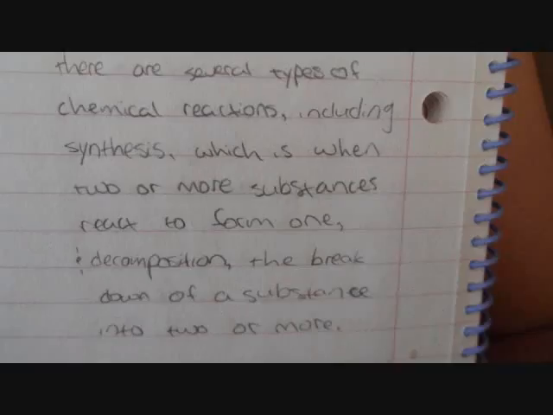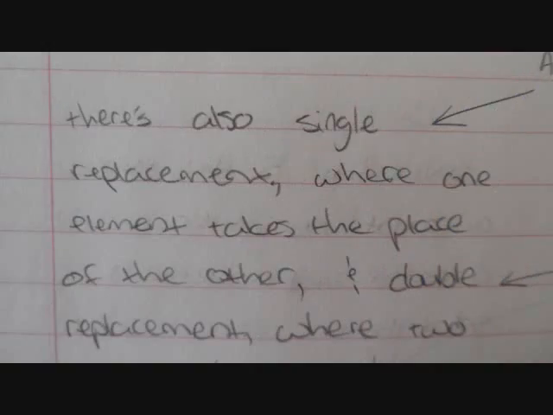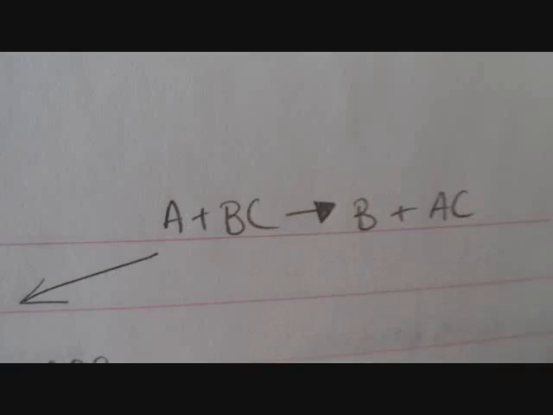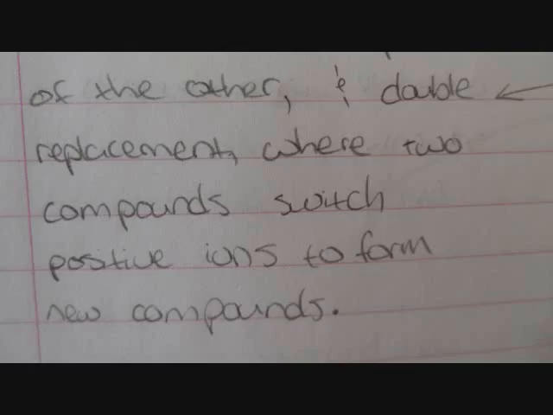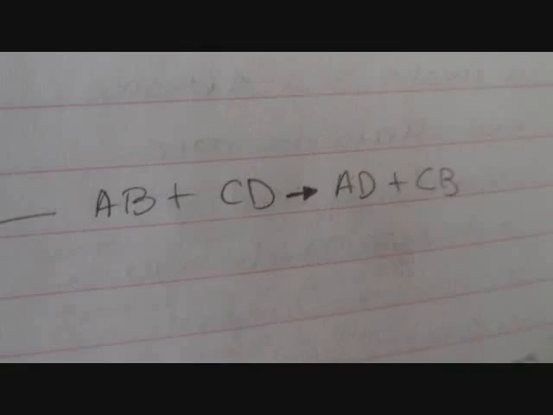There are several types of chemical reactions, including synthesis, which is when 2 or more substances react to form one, and decomposition, the breakdown of a substance into 2 or more. There's also single replacement, where one element takes the place of the other, for example, A plus BC yields B plus AC, and double replacement, where 2 compounds switch positive ions to form new compounds. AB plus CD yields AD plus CB.